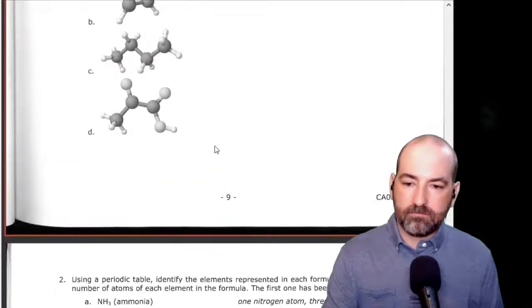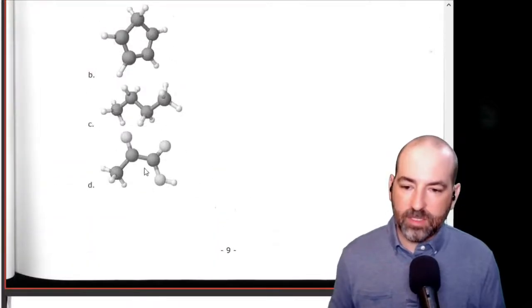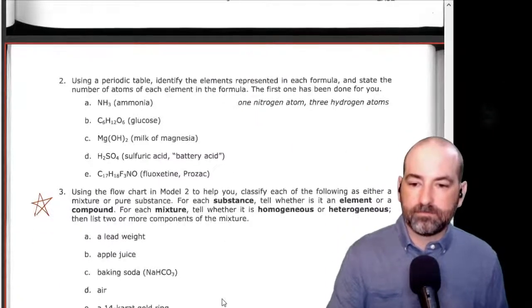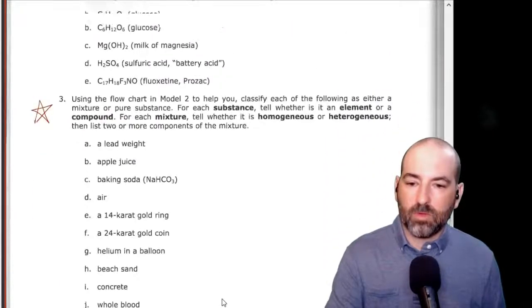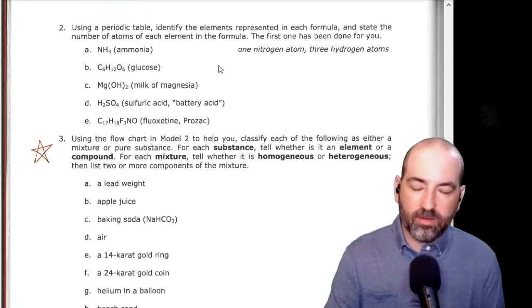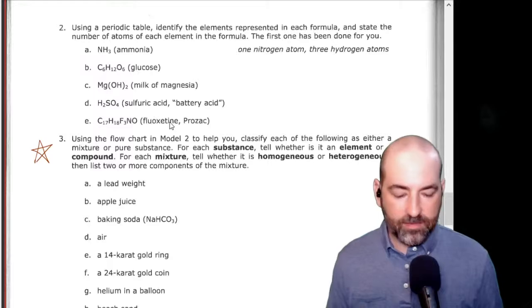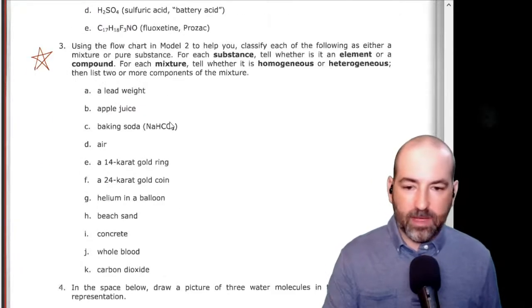So this bottom one here has more oxygens, right? So this would be a C3H4O3. And this is just another kind of the backwards practice of that. Can you look at a formula and figure out how many of each atom are there? I think you can probably do that.